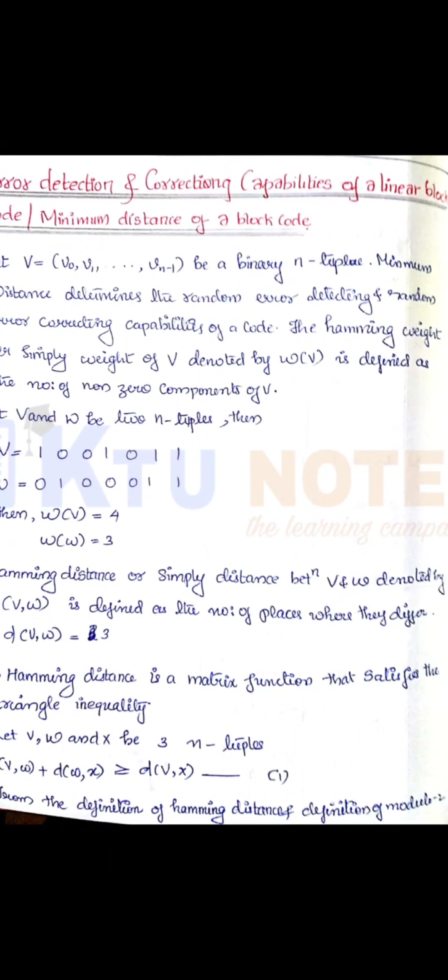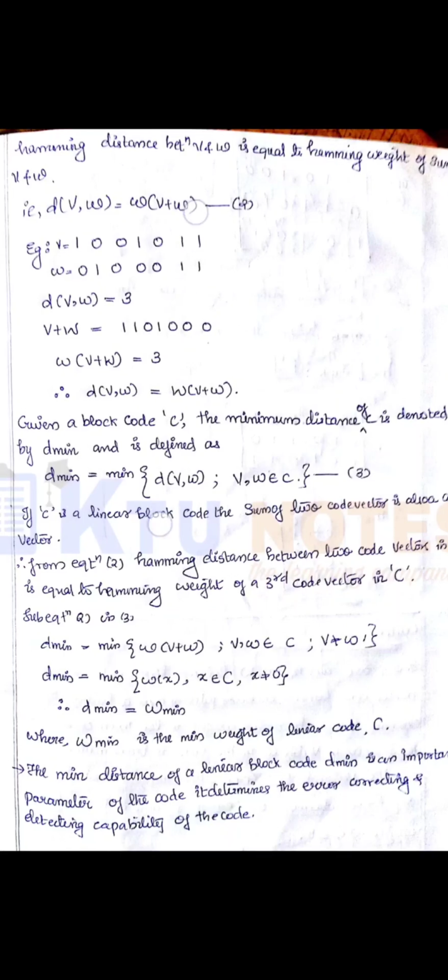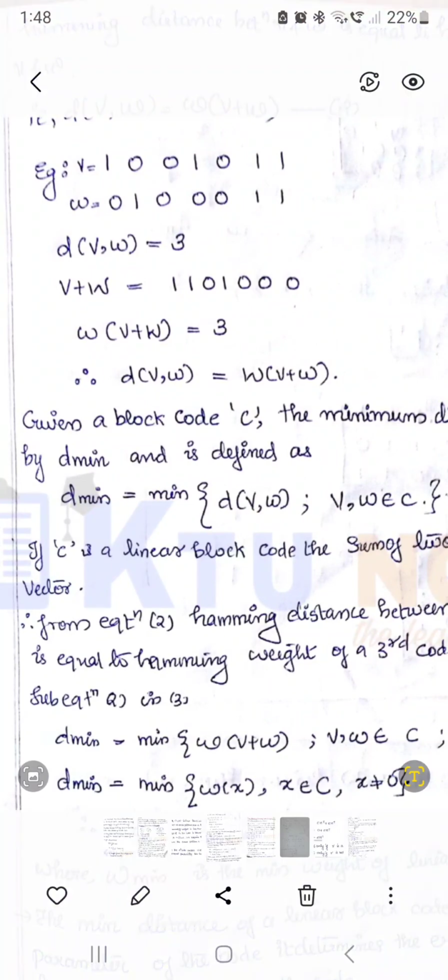From the definition of Hamming distance and the definition of modulo 2 addition, the Hamming distance between V and W is equal to the Hamming weight of the sum of V and W. So there is a relation between Hamming distance and Hamming weight. That is, the distance between V and W, the Hamming distance, is equal to the weight of V plus W. By adding two code words we get a third code word, and the weight of the third code word is equal to the distance between the first two code words. So this is equation 2. We have V is equal to 1 0 0 1 0 1 1.